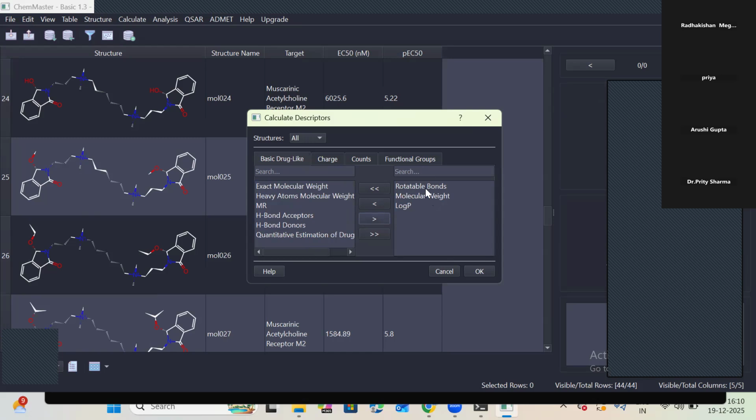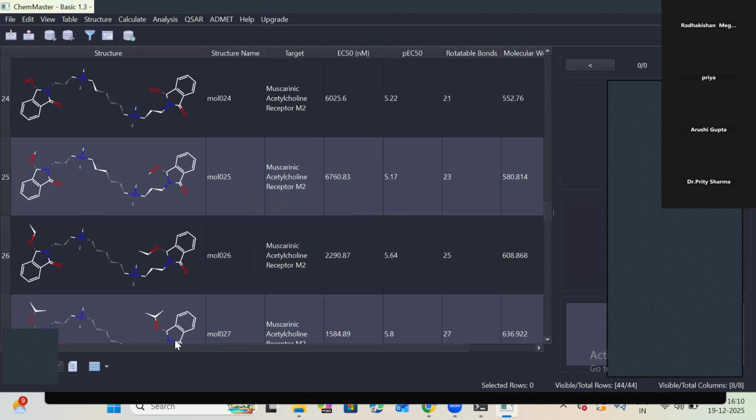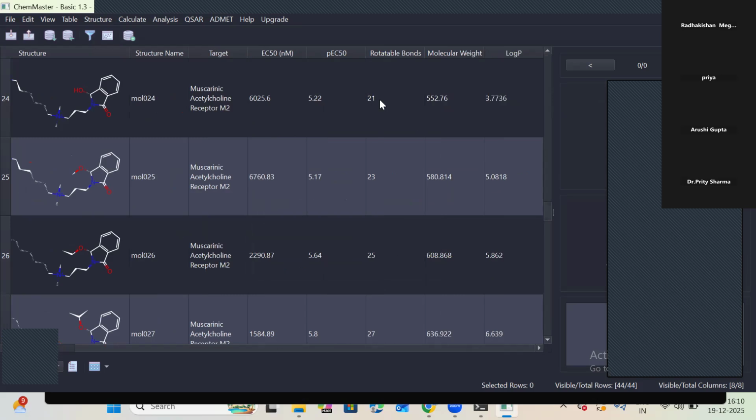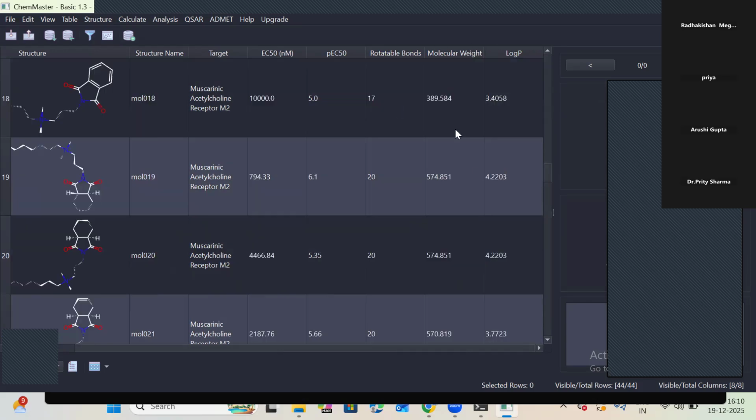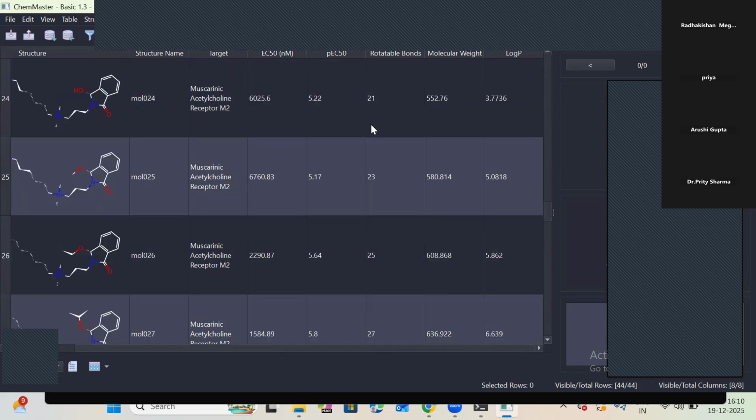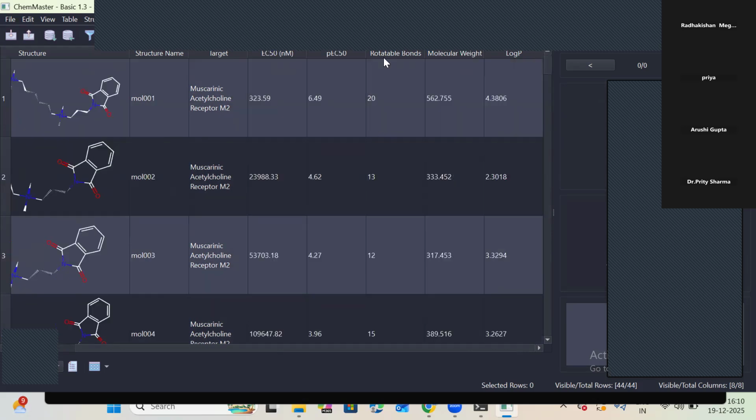Now we're going to select. Here the rotatable bonds, why we are going to select it: we want to calculate the molecular flexibility of the compound. So we use these three descriptors and click OK. Okay, now everyone can see that three extra columns have been added, that is rotatable bonds, molecular weight, and log P. We want to check if this is available for all 44 compounds. Yes, it is available for all 44 compounds: rotatable bonds, molecular weight, and log P.